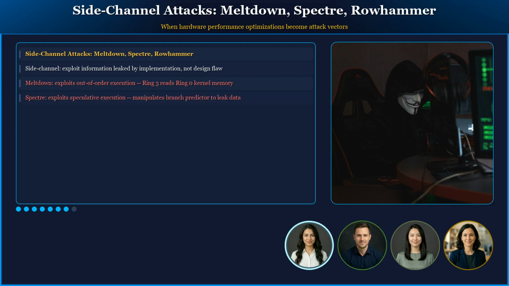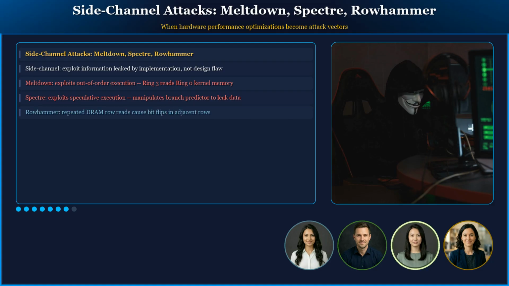Spectre is broader and harder to fix. It exploits speculative execution, where the CPU guesses at the outcome of a branch and executes code ahead of confirmation. Spectre manipulates the branch predictor to cause the CPU to speculatively execute attacker chosen code and then leak the results through a cache timing channel.